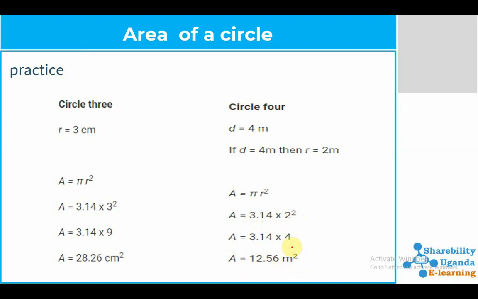They were putting meters squared because our SI unit is meters, meters squared. Okay, so that's how we can solve a problem related to the area of a circle. So I hope everyone has been able to follow me and get a solution and understand how we can find the area of a circle.